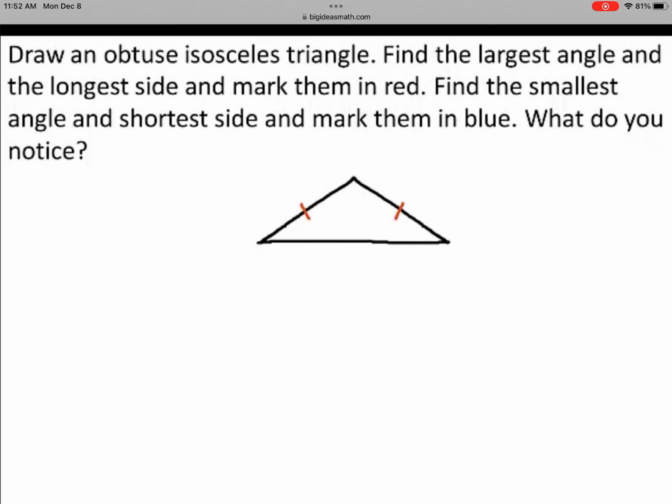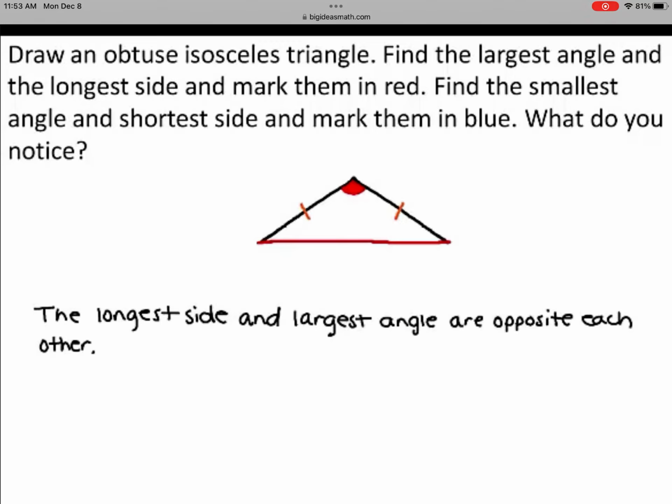Now, in this drawing, the largest angle is the obtuse angle and the longest side is the base of the triangle. As you can see, the longest side and the largest angle are opposite each other. Now, because this triangle is isosceles and has two congruent sides, the angles opposite these two sides are congruent by the base angles theorem. So, the base angles of this isosceles triangle are congruent. Therefore, there are two congruent smallest angles.